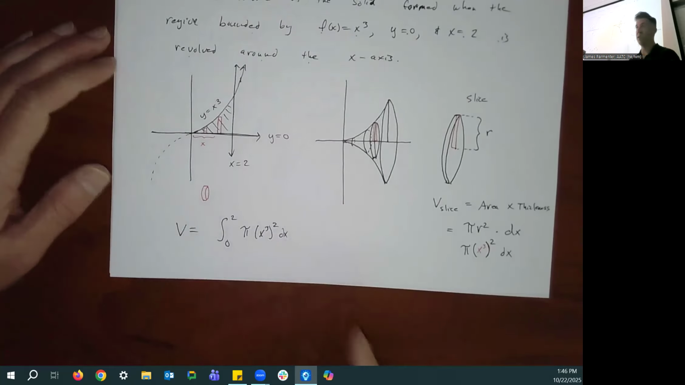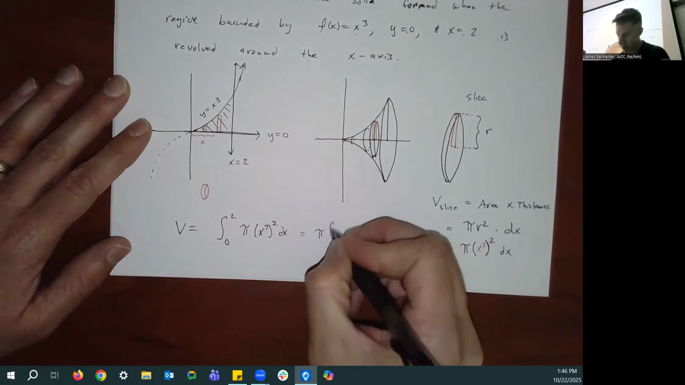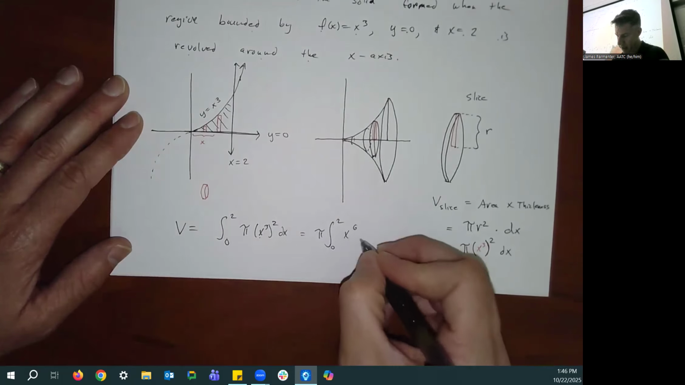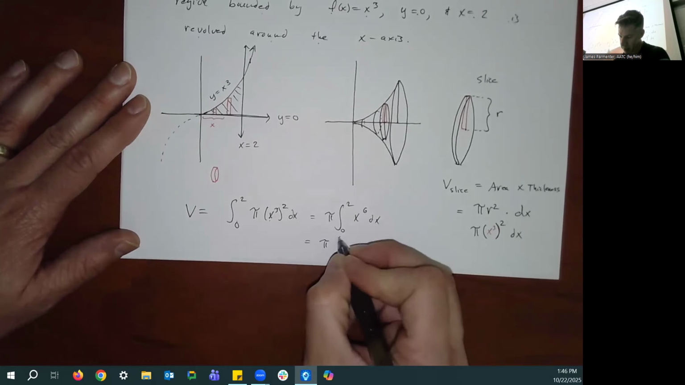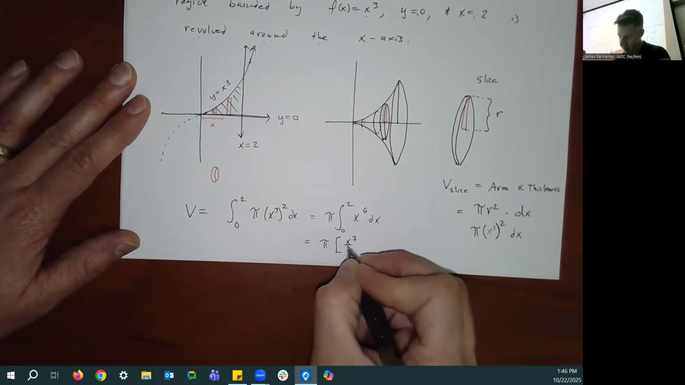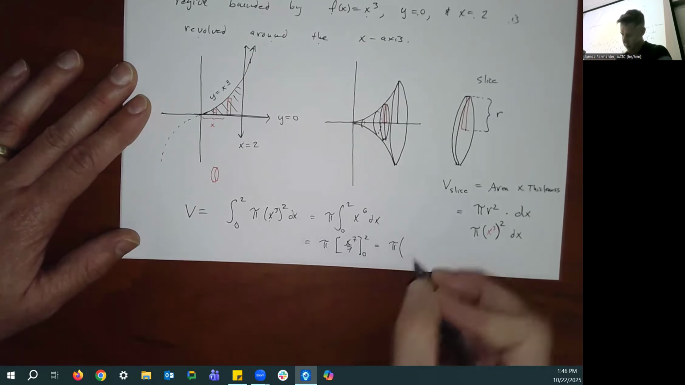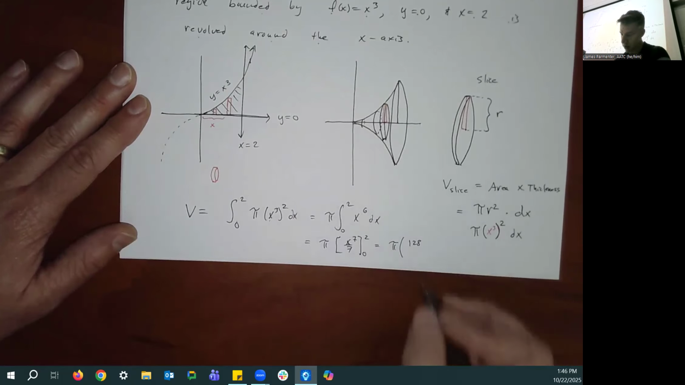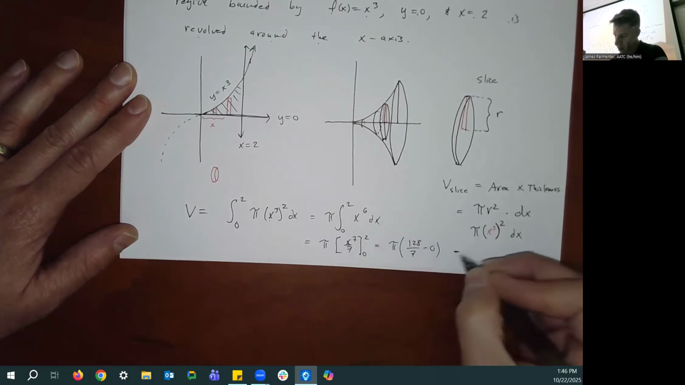Most people immediately put the pi out in front of the integral. So we've got pi times the integral from 0 to 2. X cubed squared is x to the 6th. It's a pretty straightforward integration. We're going to get pi times x to the 7th over 7 from 0 to 2. And we plug in, you get pi times 2 to the 7th over 7, which is 128 over 7, minus 0. So we end up with a volume of 128 pi over 7.